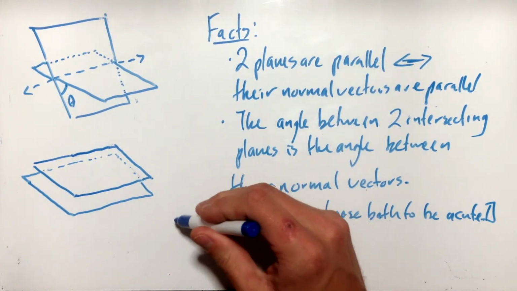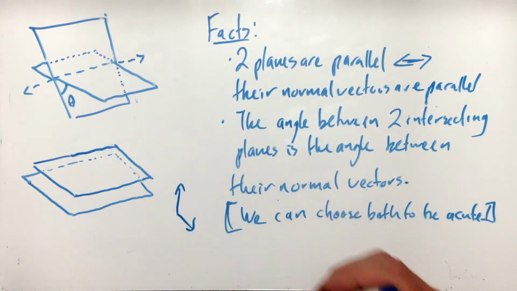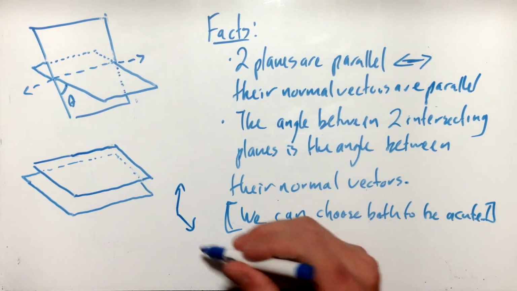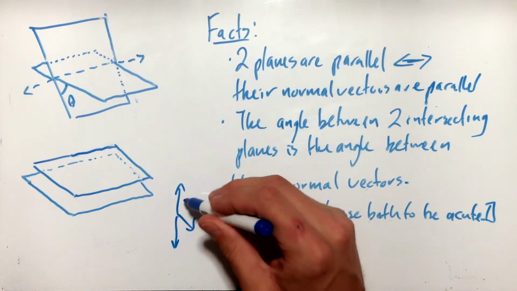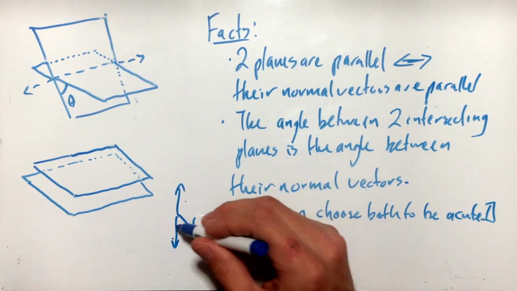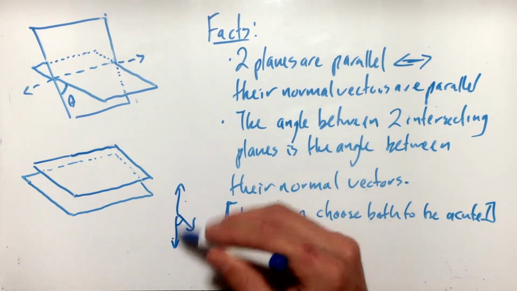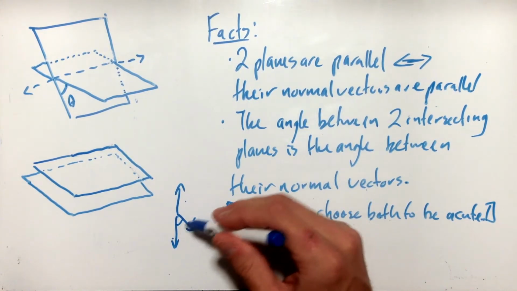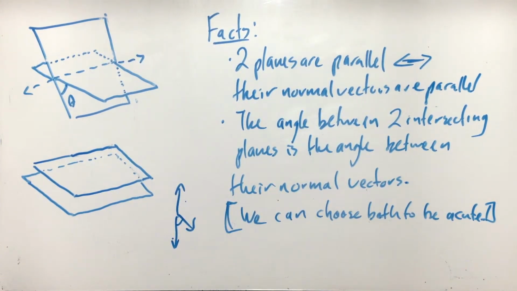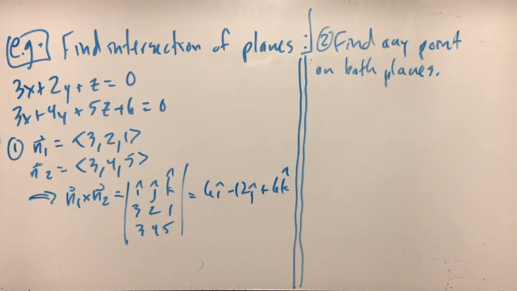Let me note that even if the angle between two vectors is not acute, you can replace one of the vectors with its negative, and it'll still be normal to the plane, and its corresponding angle then will be acute. All right, so let's do an example of this, finding an intersection of two planes. So here are two planes, 3x plus 2y plus z equal to 0, and 3x plus 4y plus 5z plus 6 equal to 0.